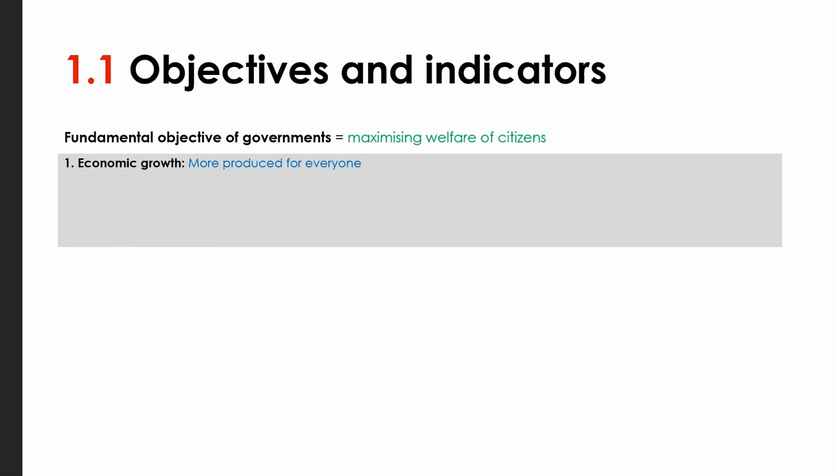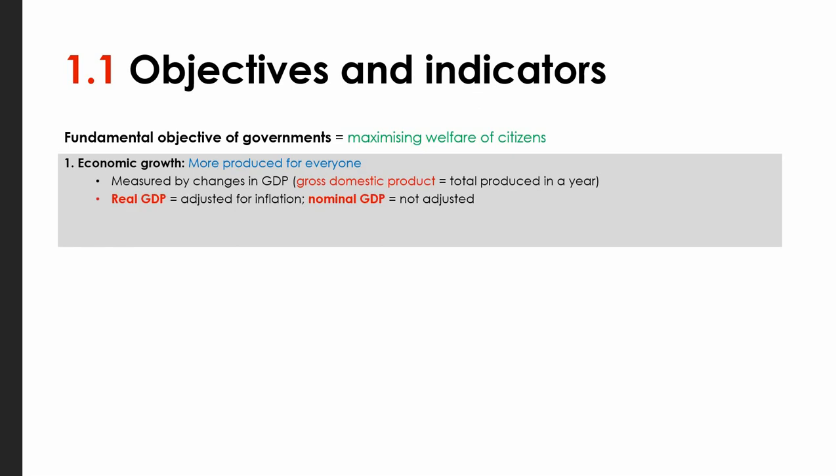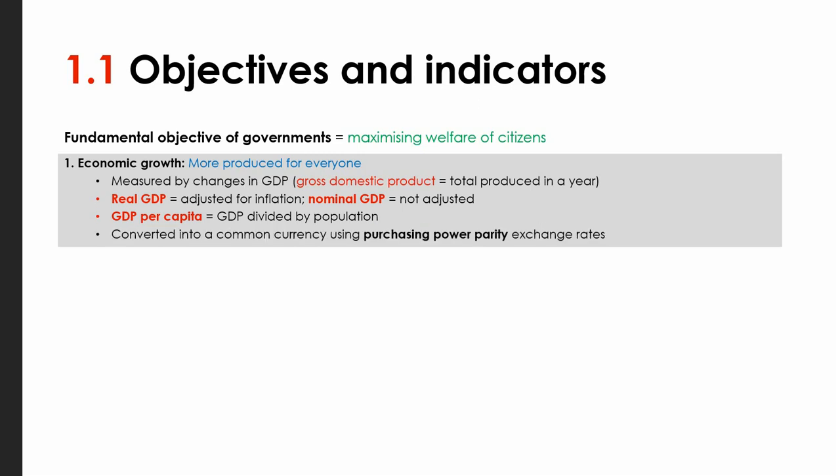Maximising the welfare of the citizens in a country means maximising economic growth, producing more goods and services for everybody. We measure this using changes in GDP, that's gross domestic product, the total amount produced in a year. GDP can be adjusted to form real GDP, adjusted for inflation, also known as GDP in constant prices. If we don't adjust GDP for inflation, which we'll meet shortly, we call it nominal GDP, or money GDP, or GDP in current prices. GDP per capita is another adjustment we make, which is GDP divided by population. And we can also convert GDP into a common currency using purchasing power parity exchange rates in order to compare between countries.